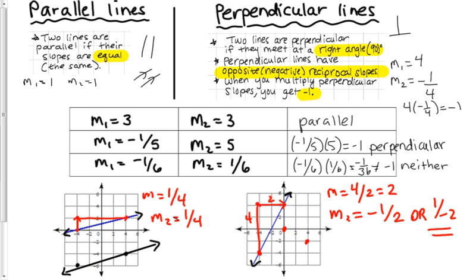And if I drew a line that went through these 2 points, trying to line that up a little bit, then those 2 lines create a 90-degree angle, and those 2 lines are perpendicular.